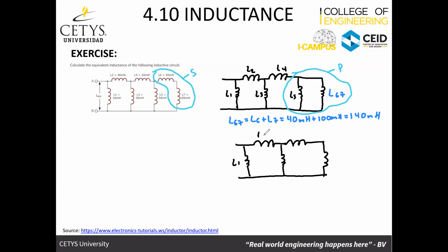So L1. For people who don't know how to draw, L567 is going to be 1 divided by L5 plus 1 divided by L67, to the -1. Please give me that value. Like the first one, it was 27. Give me a moment here.